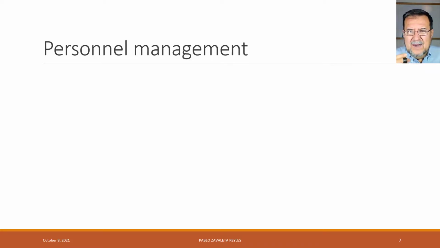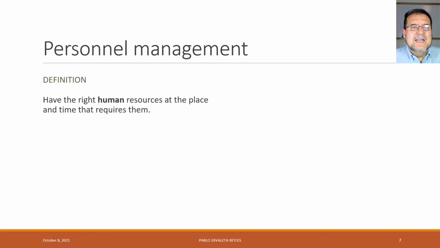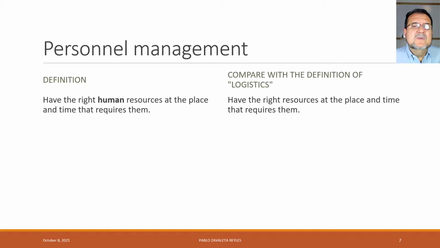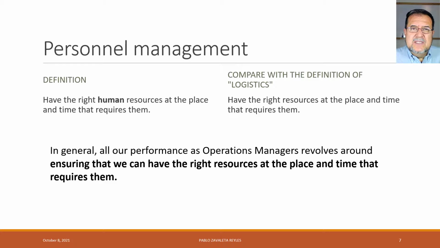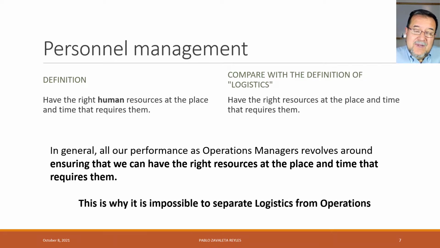If we recall, what is the definition of personal management? It's to have the right human resources at the place and time that requires them. Yes, but compare that definition with the definition of logistics. And we have the right resources at the place and time that requires them. That is to say, human resources are just a resource, and we need the correct people at the right time in the right place. Our performance as operations managers will revolve around ensuring that the right resources are there. And that's why it's impossible to separate logistics from operations.